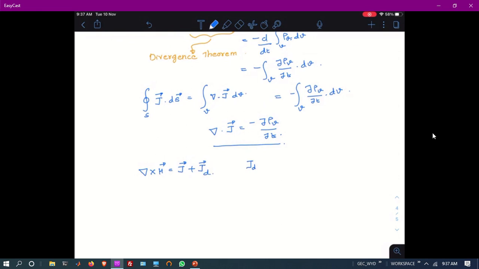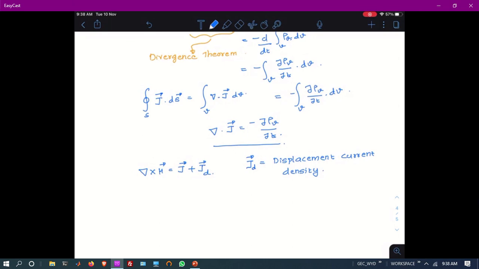JD is called displacement current density, and this displacement current density was introduced by Maxwell, and that's a major contribution to these equations, because without displacement current density you cannot combine all these equations.